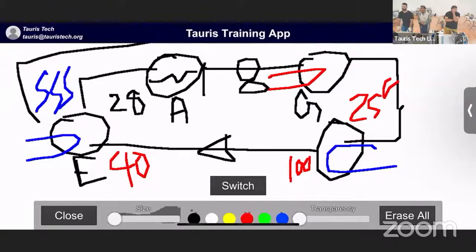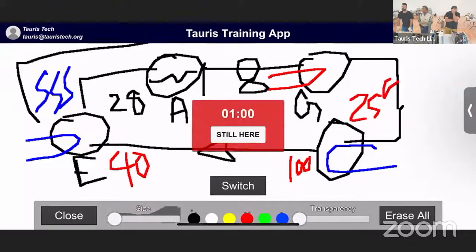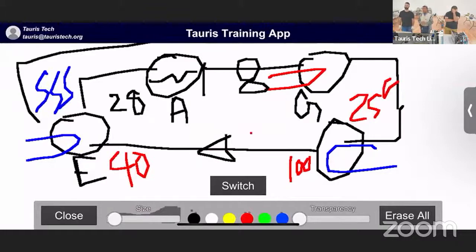Guys, we're gonna build all this stuff, trust me. Press the check-in button for more time.